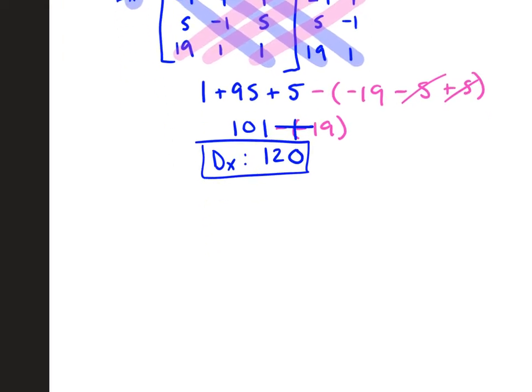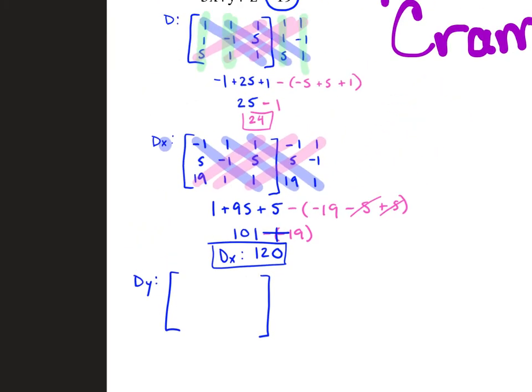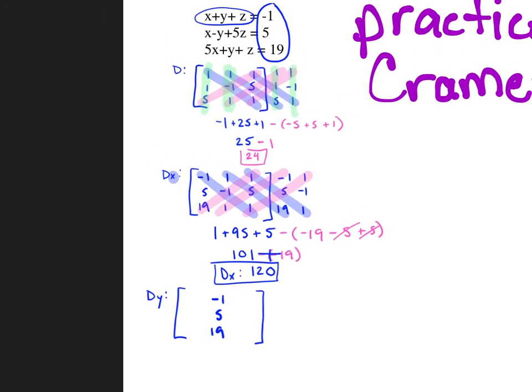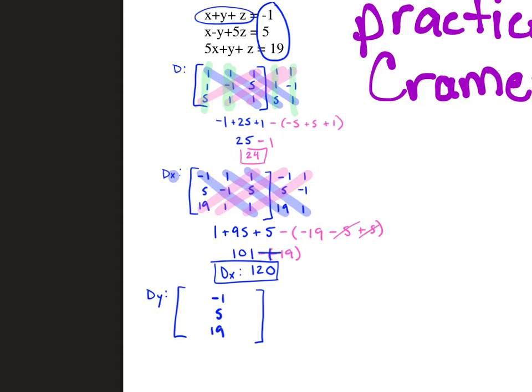All right, now we need to find our D sub y. So what do we need to do different here? You put the answers in the second column. Awesome. We put the answers in our y column, so the middle column. So we have negative 1, 5, and 19 in the middle. And then our x column and our z column stay the same as the original. So we have 1, 1, 5, and 1, 5, 1.